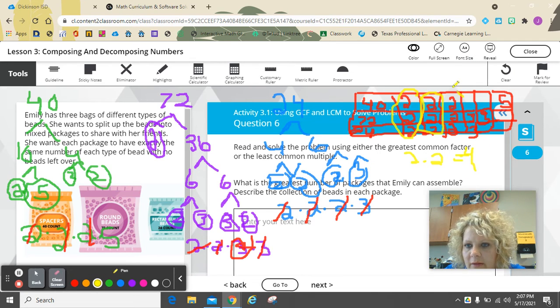So we should have 2 times 2 times 2. So that means we have an equal of 8. I missed a 2. Sorry, guys. All right, so that means that the greatest number of packages that she can assemble with the same amount of each bead in would be 8 packages.